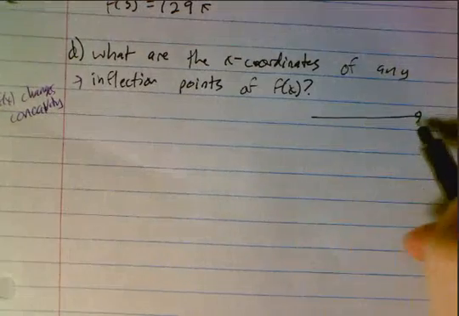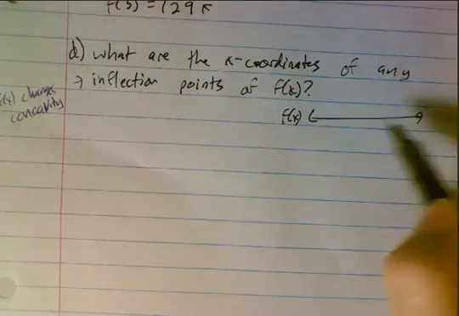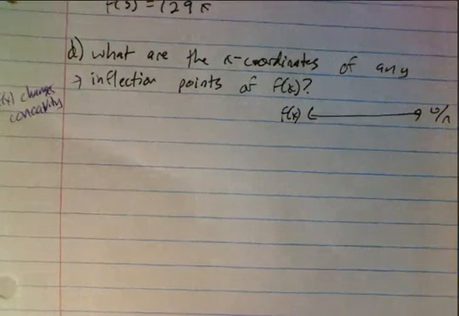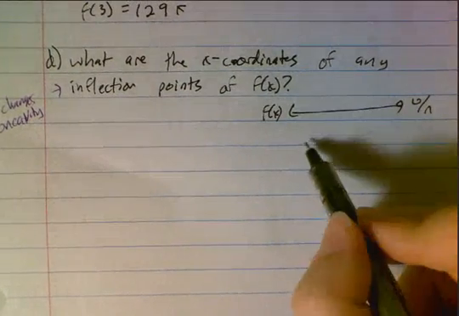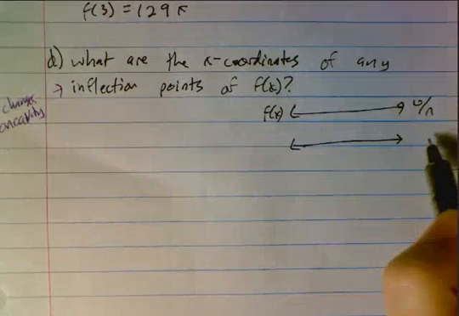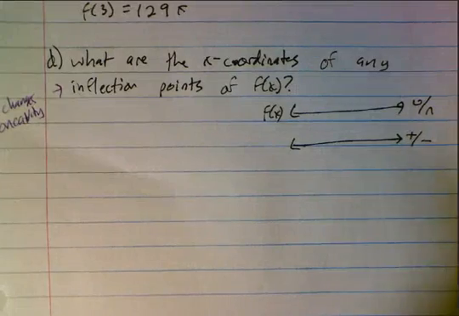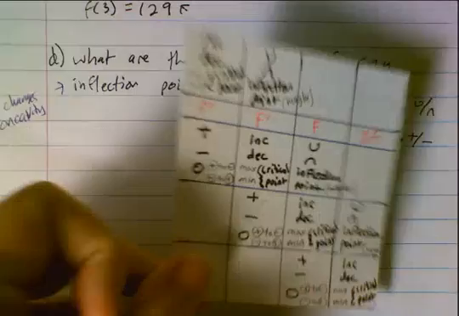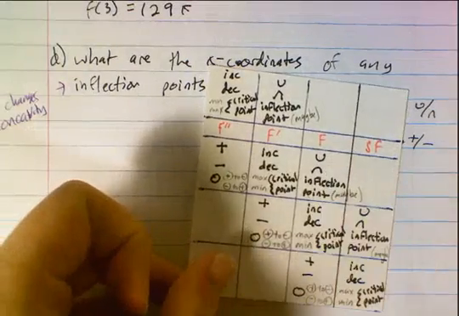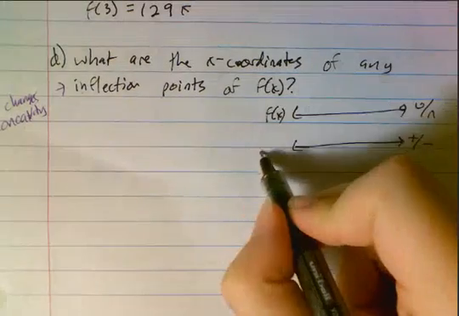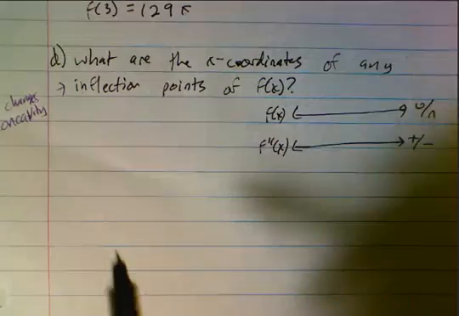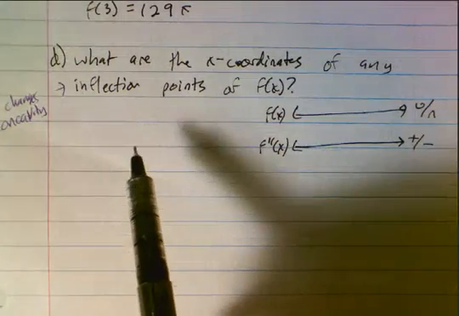So the line I'm going to draw is going to be f of x, and it's going to be the concave up, concave down one. I've got to translate that into positive, negative. Concavity in f double prime is positive, negative. So that means I need the equation for f double prime.